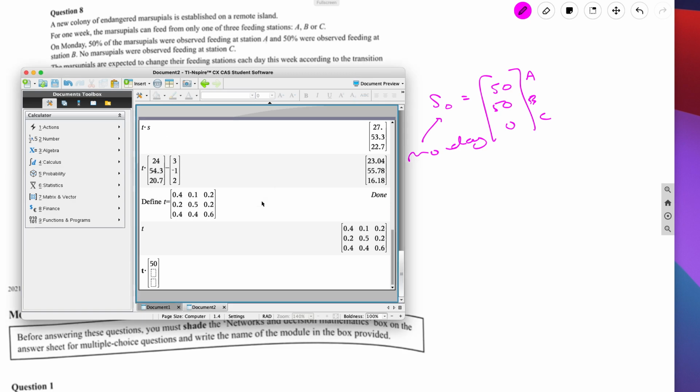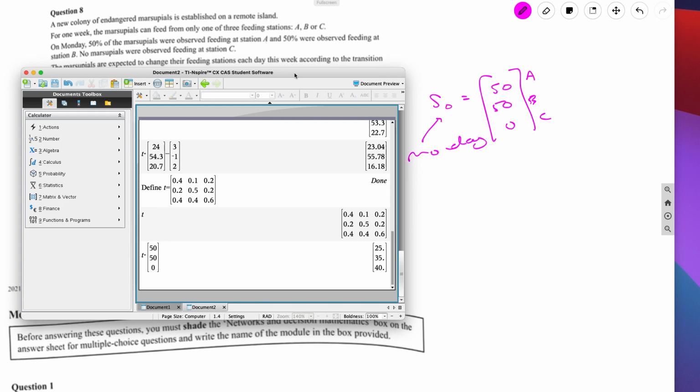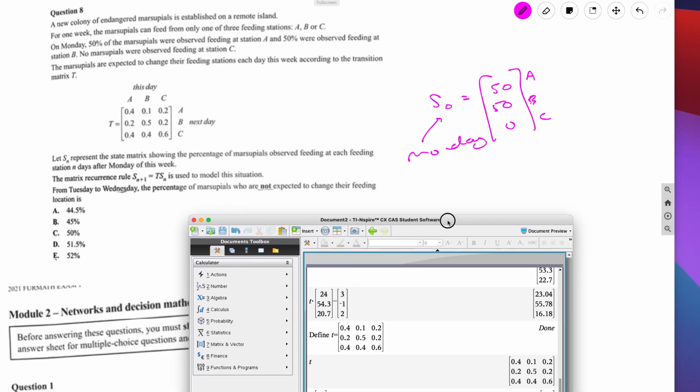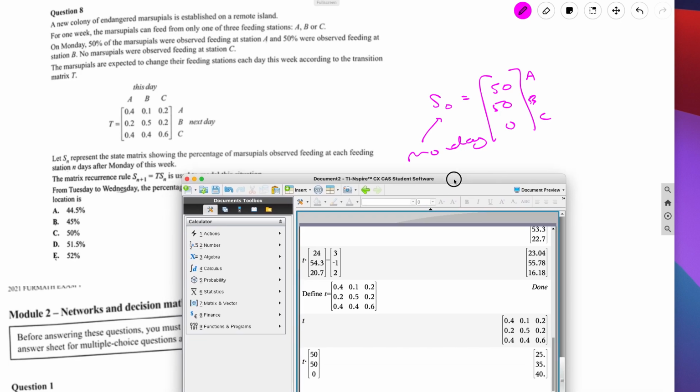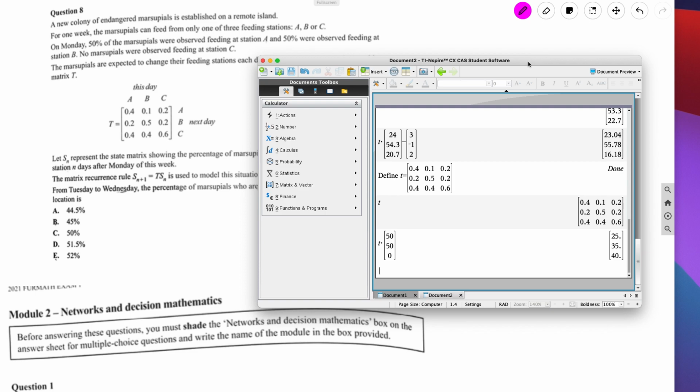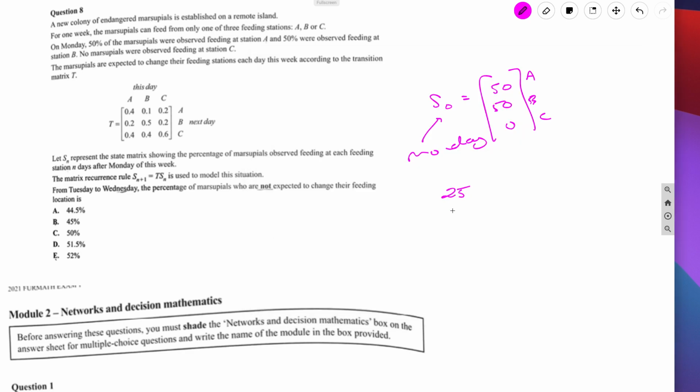So 50, 50, 0. That will be Tuesday. And then we want what percentage are not expected to change their feeding patterns. Oh, that's a sneaky one. So what that means is now it's the proportions from T of the Tuesday ones. So 25, 35, 40. The ones that are not changing are these ones here down the leading diagonal.